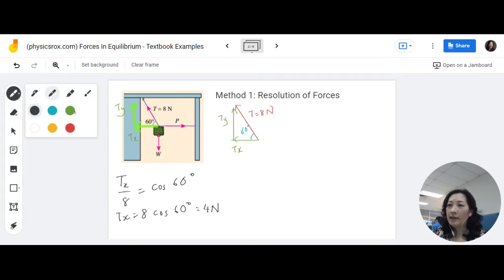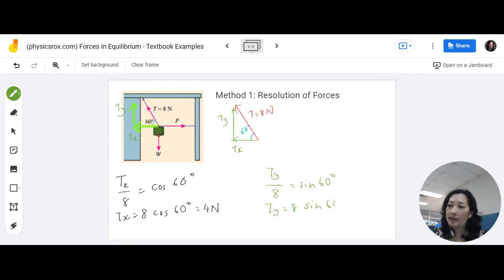Ty, on the other hand, let's use this color. Ty is opposite to the 60-degree angle, so Ty over hypotenuse of 8. Opposite over hypotenuse is sine, so that gives us sine 60, which means to find Ty, it would be 8 sine 60, which is 6.93 Newton.